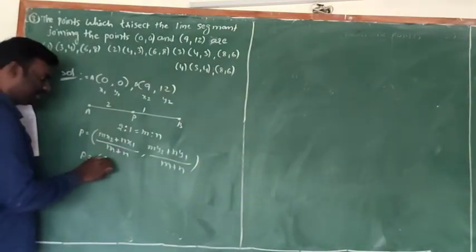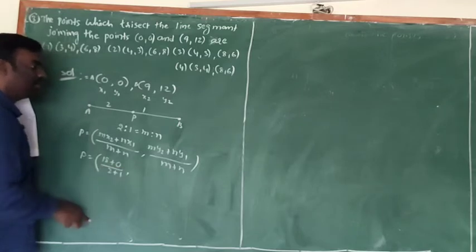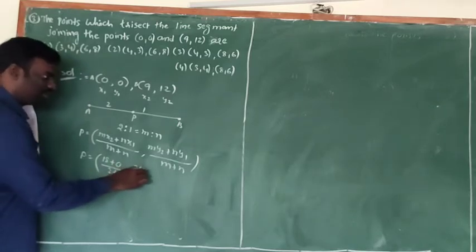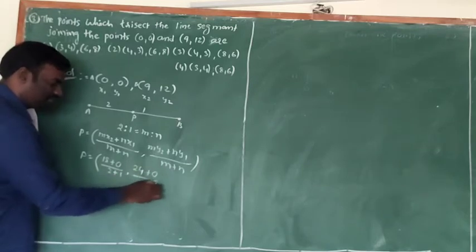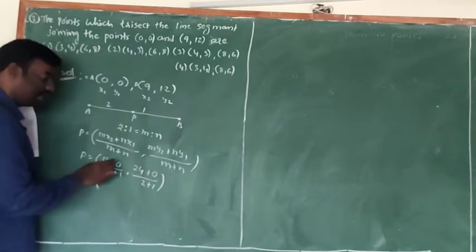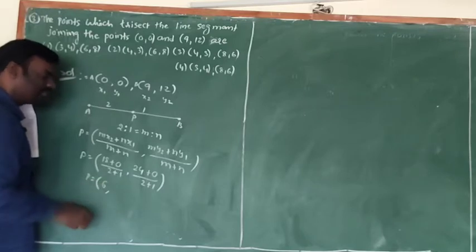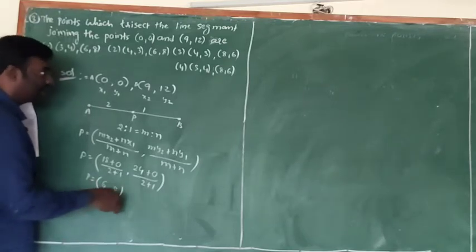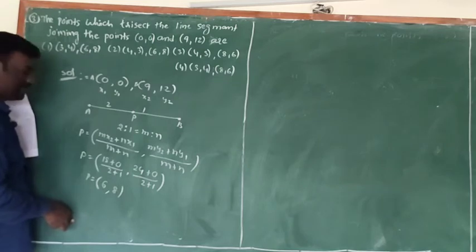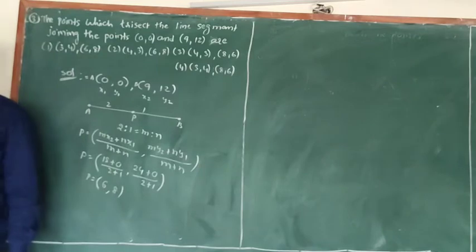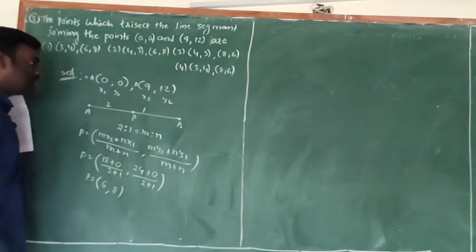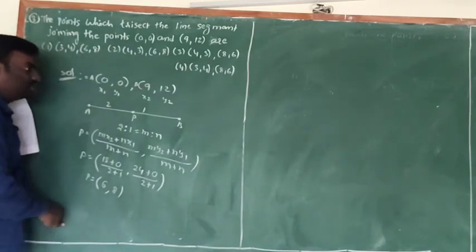mx2: 2 into 9 is 18, plus nx1: 1 into 0, by m plus n, 2 plus 1. my2: 2 into 12 is 24, plus ny1: 1 into 0, by 2 plus 1. Now one point is 18 by 3, that is 6, and 24 by 3, that is 8. Now 6, 8.